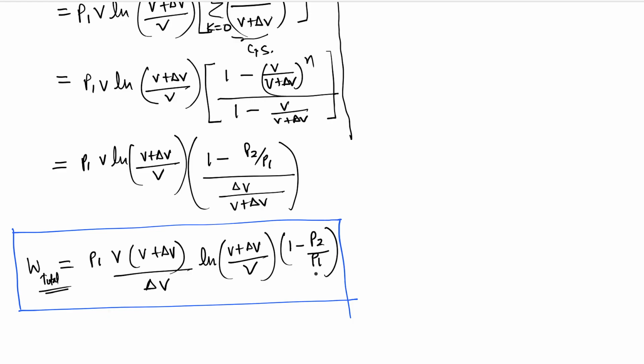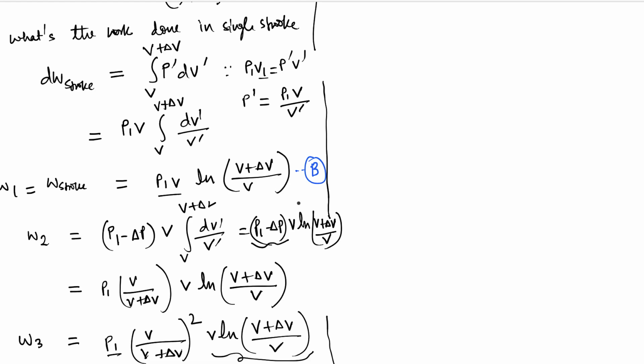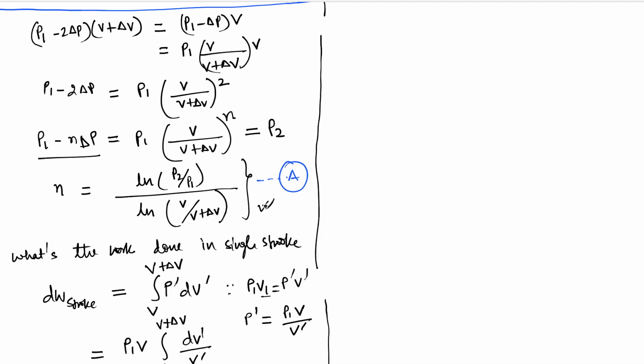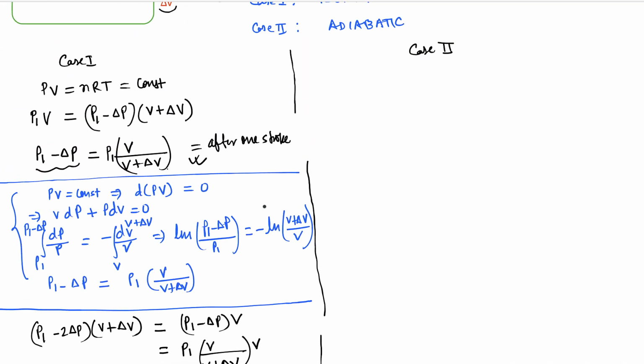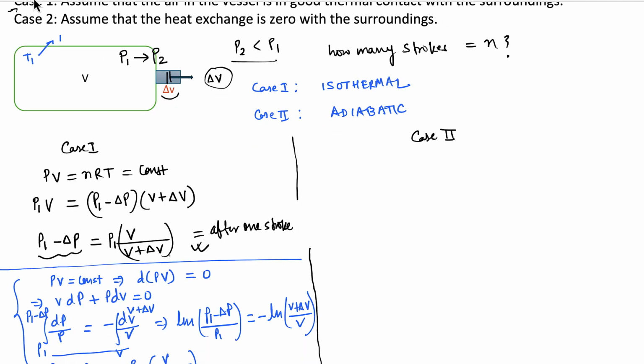Okay, so there are a few key points here. So this is the work done. This was the work done for a single stroke, and these many strokes were required to reduce the pressure from P1 to P2. Okay, now let's solve the problem for the process when it is adiabatic. Adiabatic means that there is no loss of heat. Therefore, we can write P V to the power gamma equal to constant. This is true for an adiabatic process.